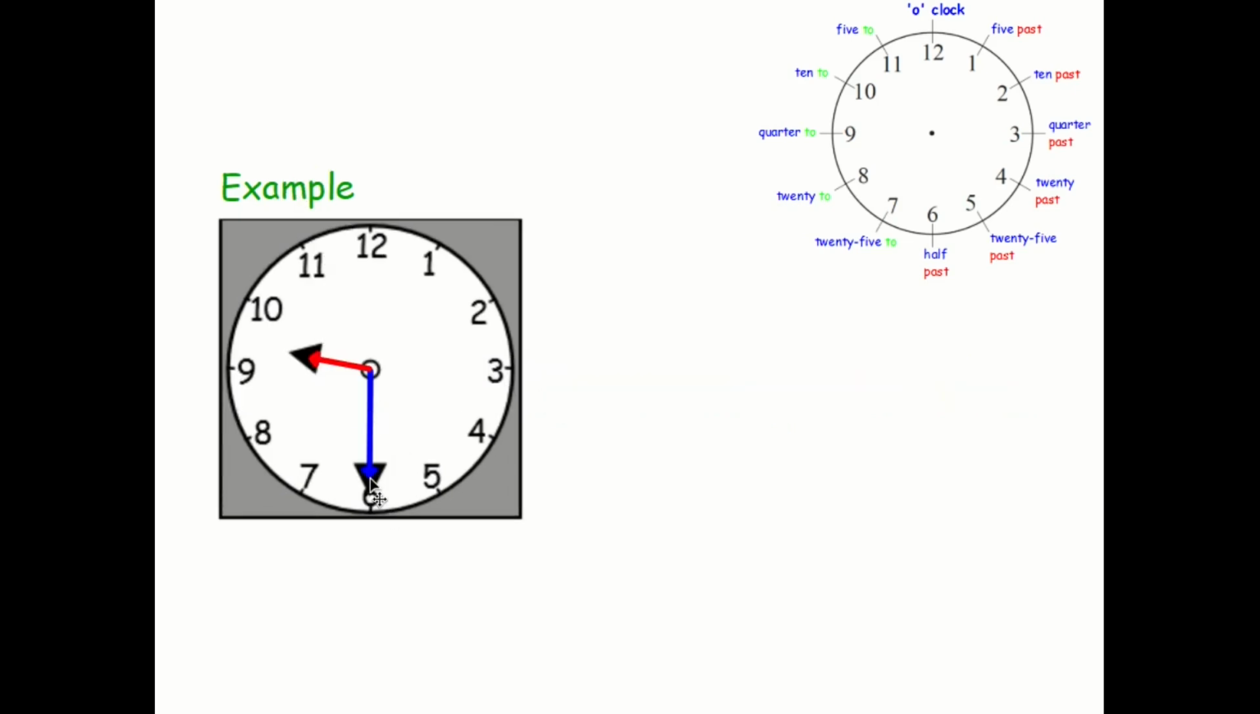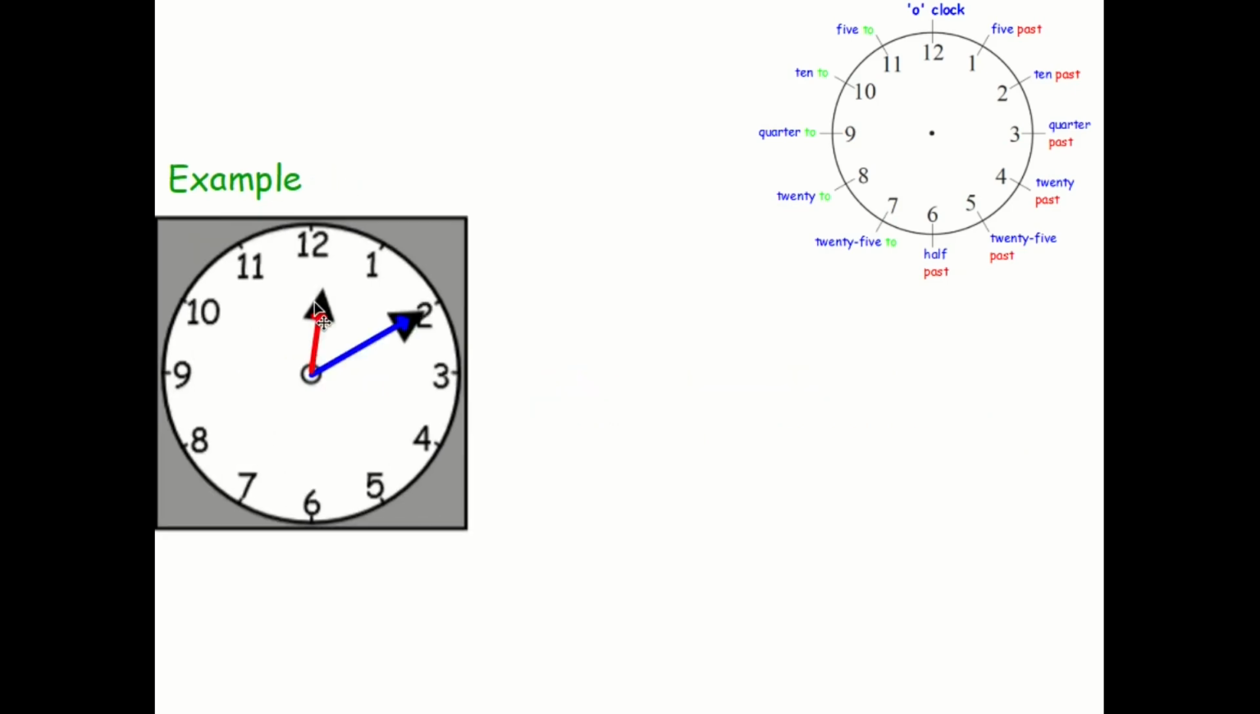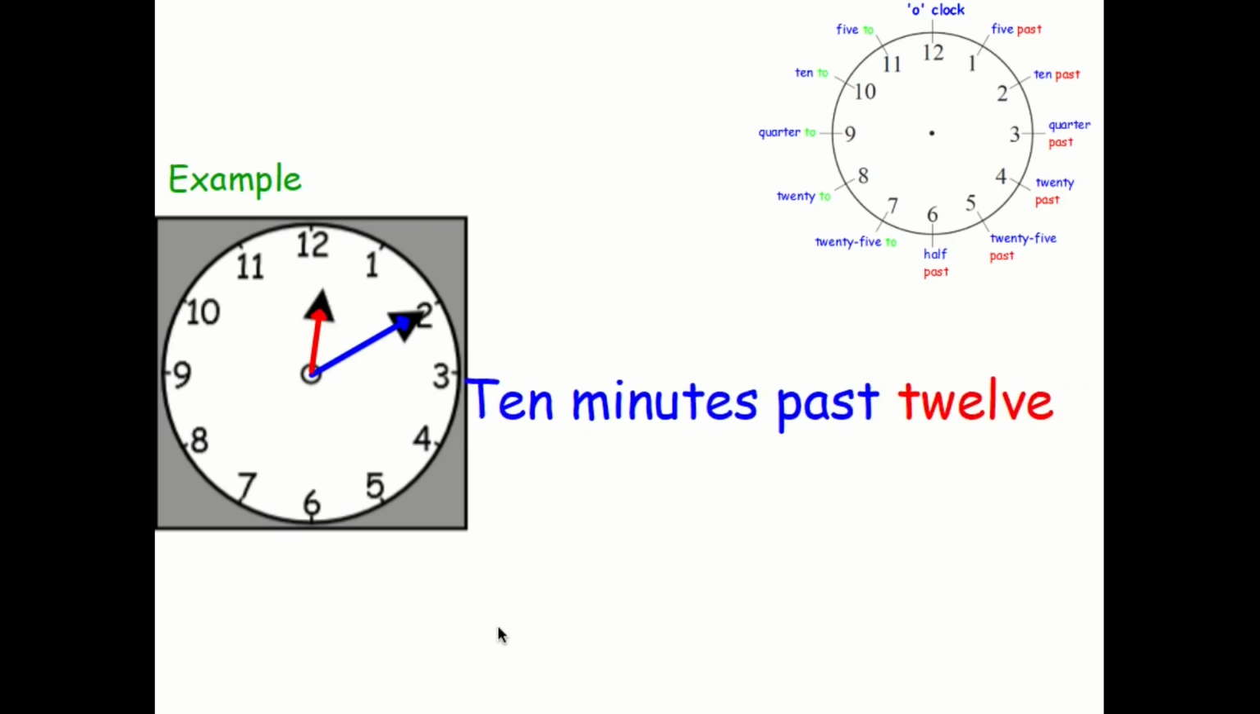Here, the minute hand, the longer hand, is on the 6, so we say half past. And the hour hand is between the 9 and the 10, so we say it is half past 9. Here, the minute hand is at the 2, so we say 10 past. And the hour hand has just gone the 12, so we say 10 minutes past 12.